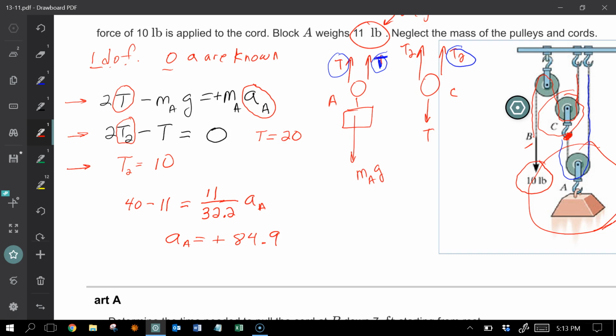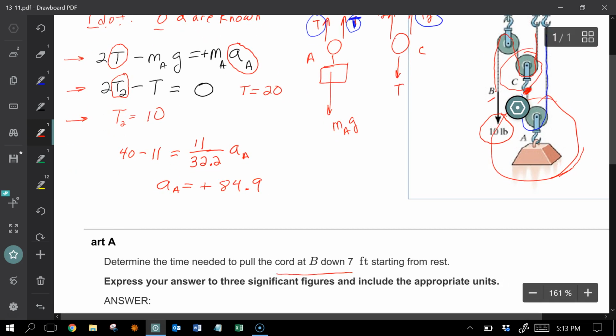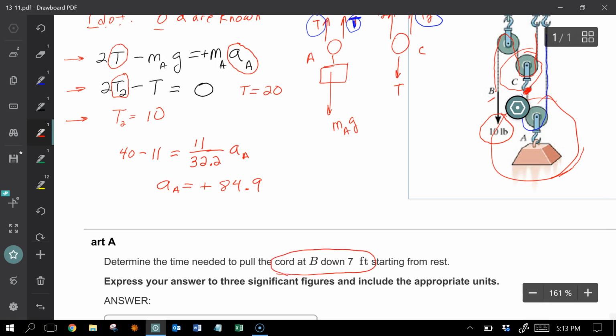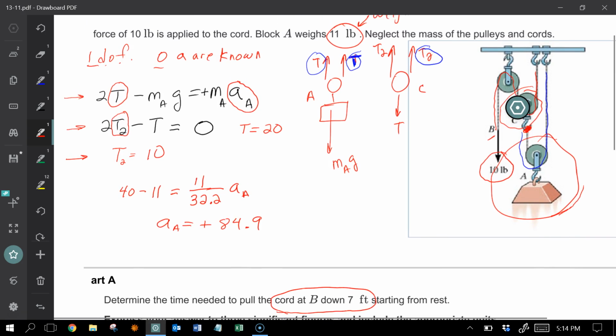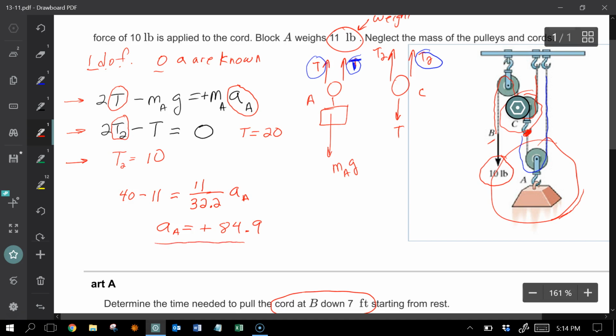Now, that's not what the person wants. What they want is the time it takes for B to move down 7 feet. So what I really would like to find is the acceleration of B. And then I'll integrate that 2 times and get the position. Okay, so is it possible to find the acceleration of B? Yes. Why? Because it's 1 degree of freedom. That means if I know one acceleration, which I do, the acceleration of A, it's possible to find the acceleration of any other thing in the system. So I'm going to do that.